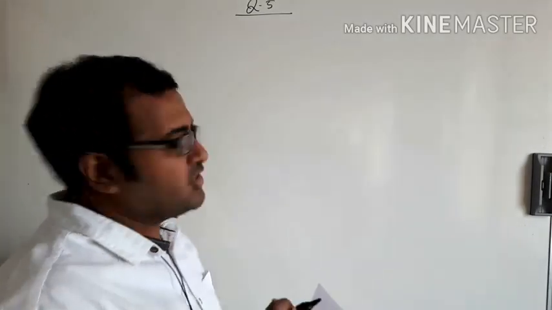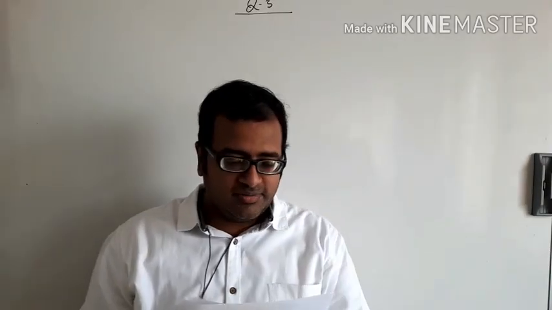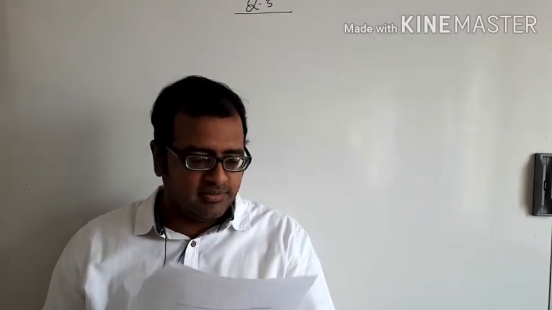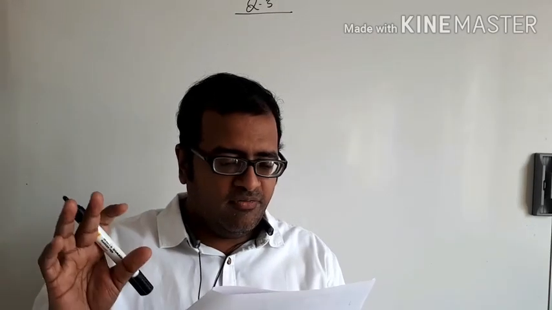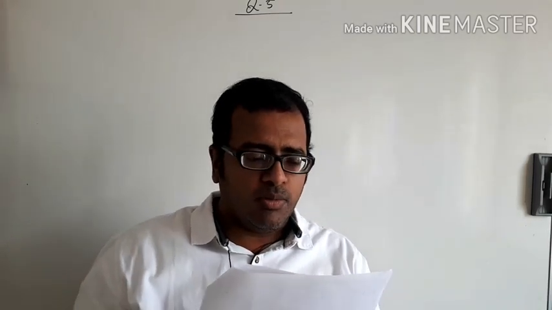Hi everyone. We will start with question number 5, exercise 1.3. The question goes like this. Just listen to me. The first term of an AP is 5. The last term is 45 and the sum is 400. Find the number of terms and the common difference.